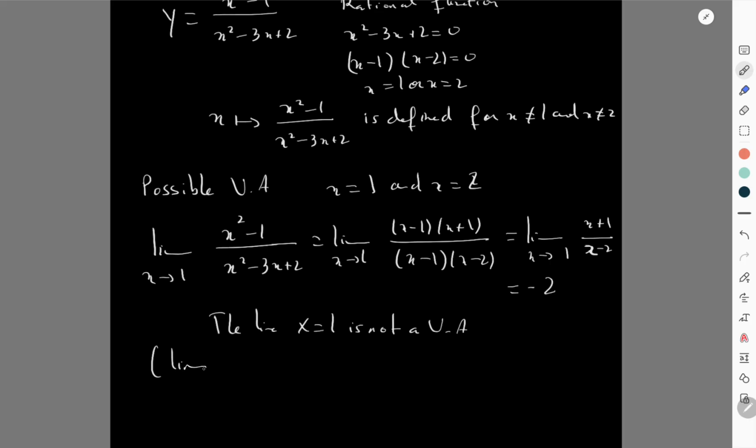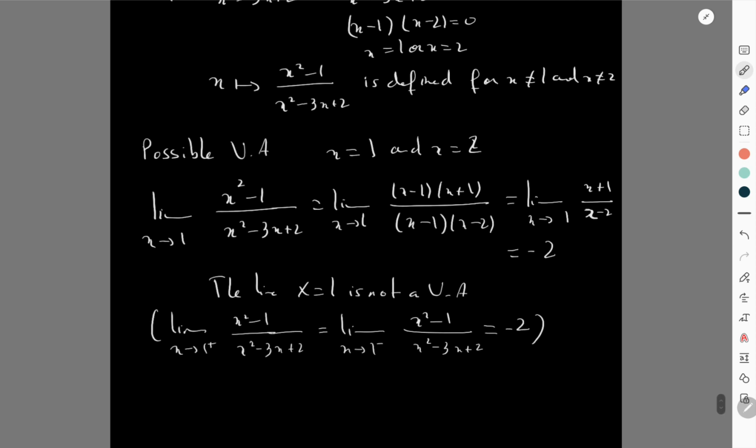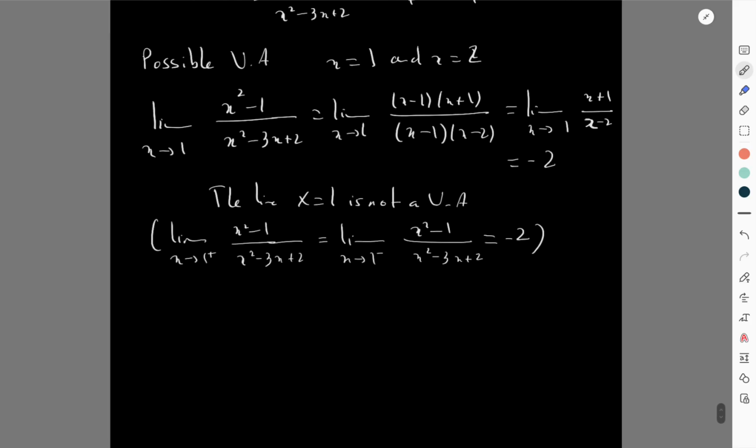So the limit as x goes to 1 plus of x squared minus 1 over x squared minus 3x plus 2 is equal to the limit as x goes to 1 minus of the same expression, which is equal to minus 2. So this line is not a vertical asymptote. It's not every point excluded from the domain that gives a vertical asymptote. Okay, now let us look at the line x equal 2.